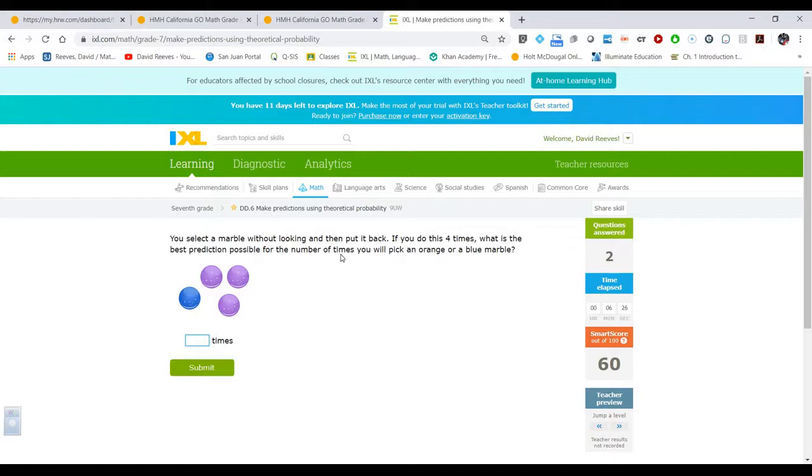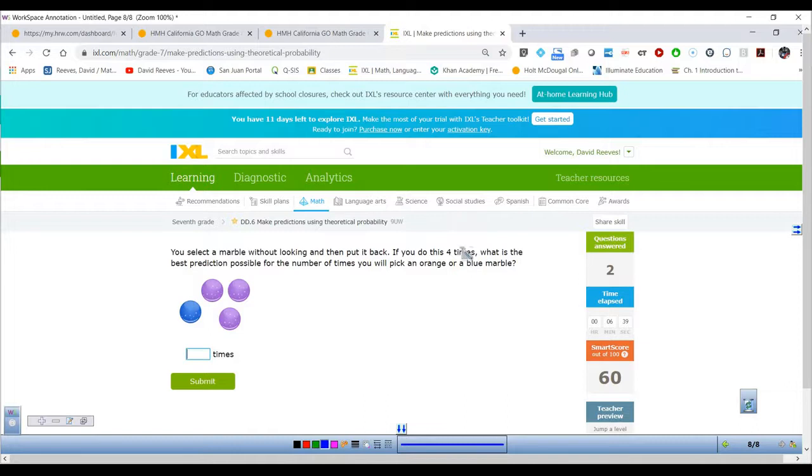You select a marble without looking and then put it back. You do this 4 times. What is the number of times you will pick an orange or a blue marble? Okay, so again, let's look at how many events we have. We have 4 events, and let's take a look at our probability. We want the probability of orange or blue.